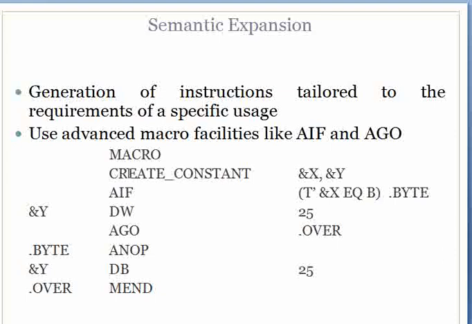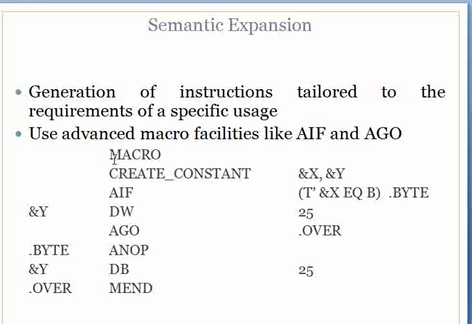One more thing over here is semantic expansion. What is semantic expansion? It is generating statements according to your requirement. If I want to generate statements according to my requirement, I need to make use of advanced macro facilities like AIF and AGO. This is an example of semantic expansion.